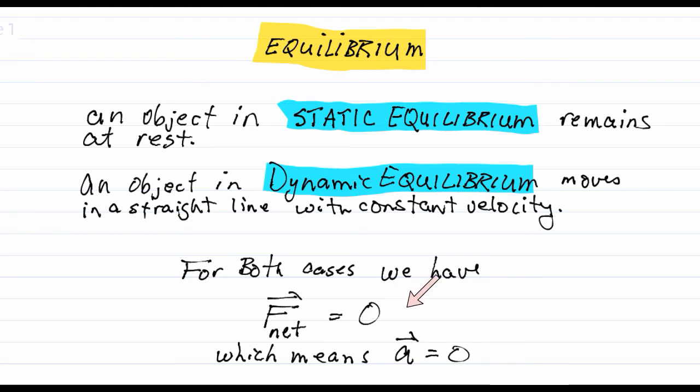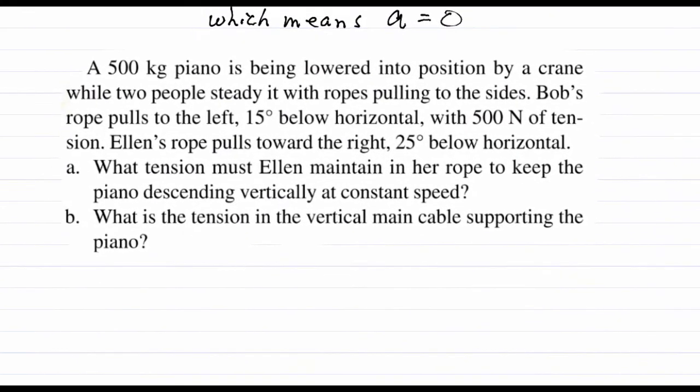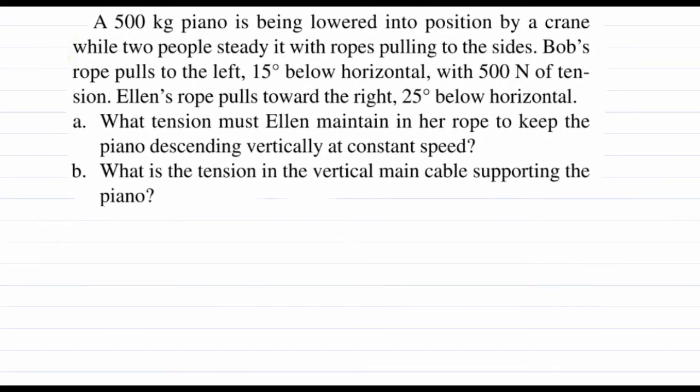We have no acceleration, so our acceleration is zero. And this is one of our conditions for an object to be in equilibrium, that the net force is equal to zero. And I would like to give you an example of this with this problem here. So we have a 500 kilogram piano being lowered into position by a crane while two people steady it with ropes pulling on either side. We're given the angles at which the two ropes are pulled and the magnitude of one of the forces.